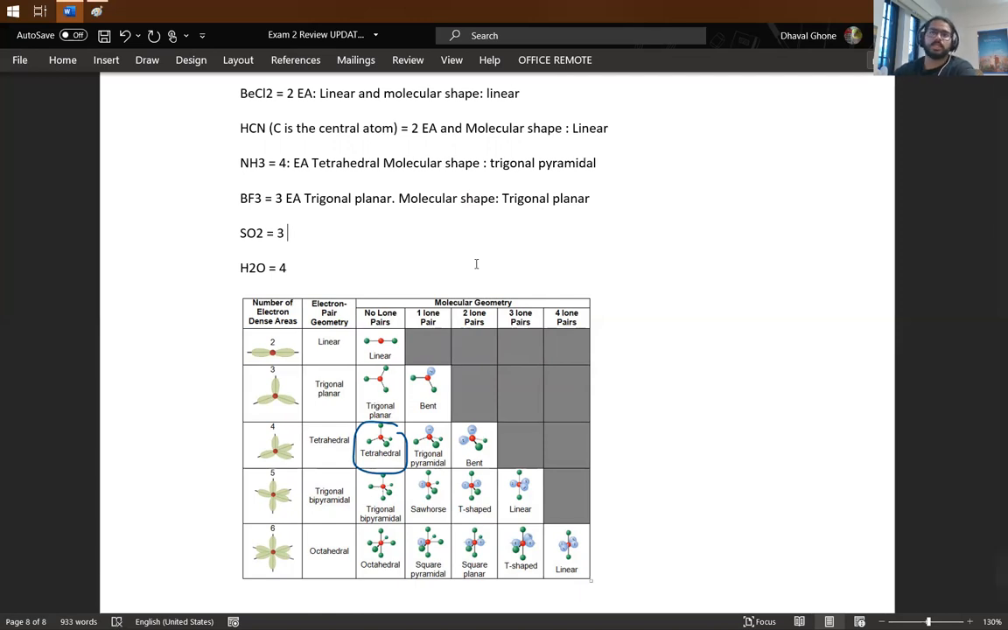SO2 is SN 3, so the same column, same row, but SO2 has one lone pair and two bonding groups, so it really looks like this structure. So its electron arrangement would be trigonal planar, but its molecular shape would really be bent.